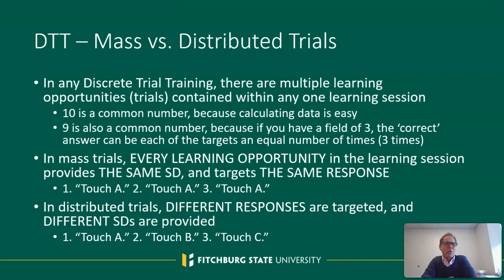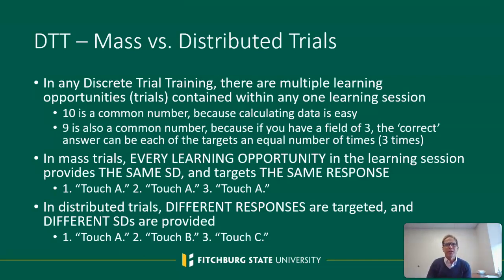9 also tends to be a relatively common number of trials, and this is because if you have a field of 3, the correct answer can be each of the targets an equal number of times, 3 times. Or if you're looking for someone to select the same target in a field of 3, you can present it on the left 3 times, on the right 3 times, and in the middle 3 times. So you're guarding against some superfluous stimulus gaining stimulus control accidentally, right? So 10 and 9 are common numbers, but again, nothing magic about those numbers. It can be almost anything, although it does tend to be a relatively low number.